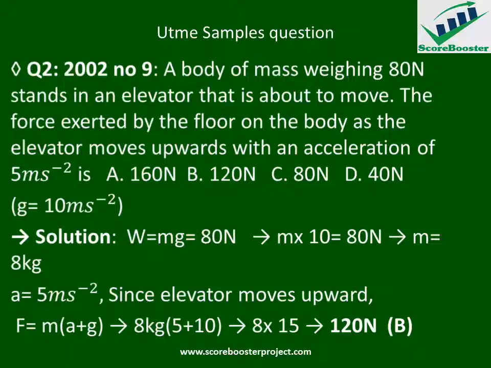So after getting our m, then we can use the formula for the tensional force in an elevator moving upward, which is F equals m into a plus g, and we've been given our a, acceleration in the lift, to be 5 meters per second square. So if we substitute in F equals m into a plus g, our F will be m, which is 8 kilogram, into a, which is 5, plus g, which is 10. So that will give us 8 times 15, that is 120 Newton, making option B the correct answer for this particular question.